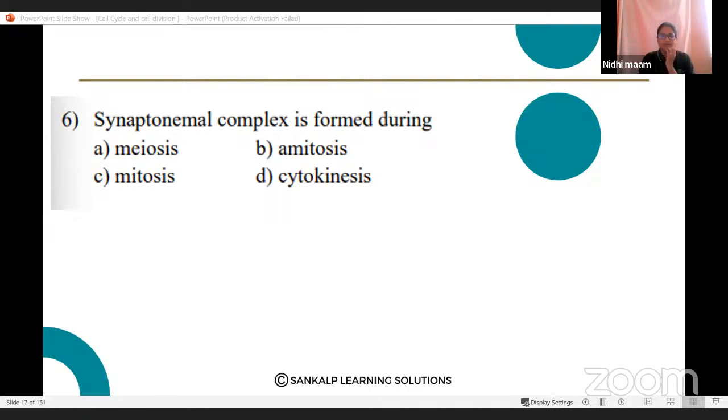Okay. So the right answer for this question is option A. That is meiosis. So this is about the multiple choice questions on cell cycle and cell division. Tomorrow we are going to discuss biodiversity and conservation.